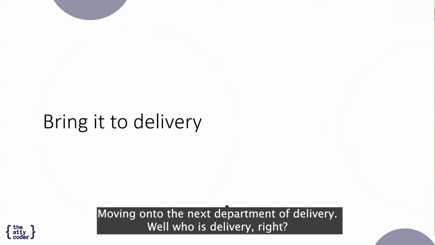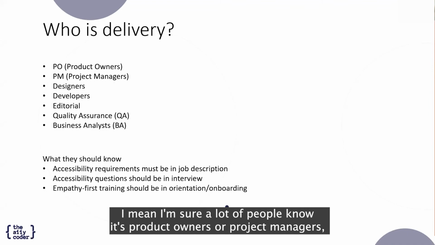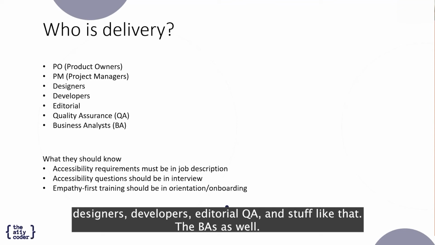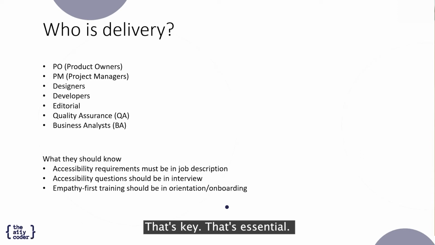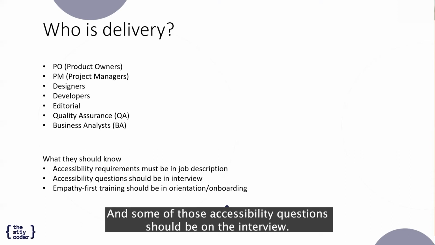Moving on to the next department of delivery. Well, who is delivery, right? I'm sure a lot of people know it's product owners or project managers, designers, developers, editorial, QA, and stuff like that. The BAs as well. They really need to have accessibility requirements built into their job description. That's key. That's essential.